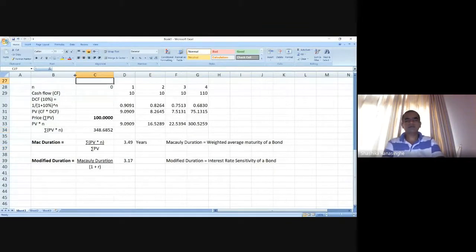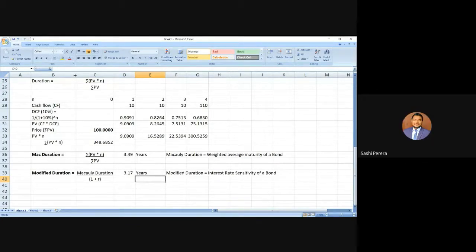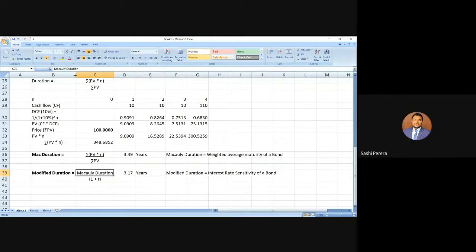Okay, sir. Modified duration is also measured in years. Excuse me, what is the R? R is the yield. Okay, thank you.